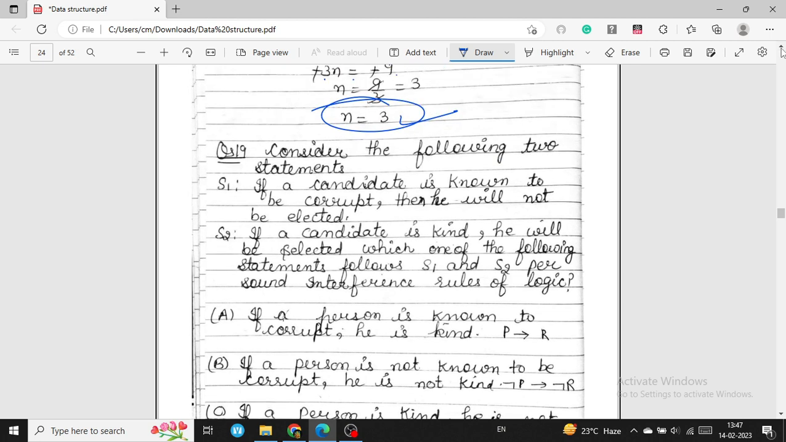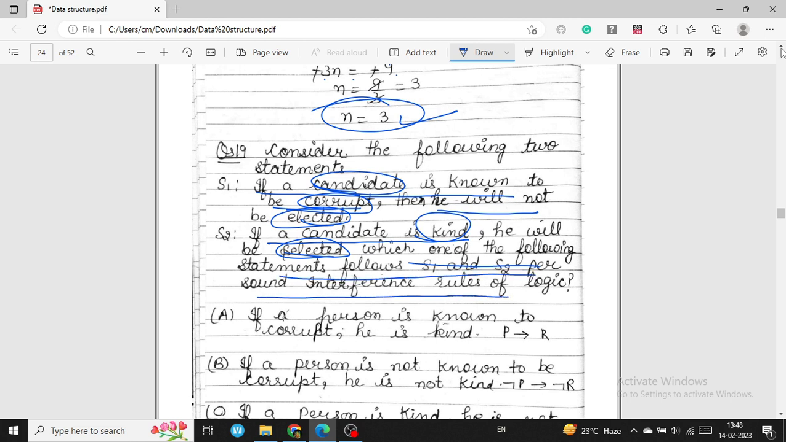Now next is a question. Consider the following two statements. S1: If a candidate is known to be corrupt, then he will not be elected. S2: If a candidate is kind, he will be selected. Which one of the following statements follows from S1 and S2 per sound inference rules of logic?